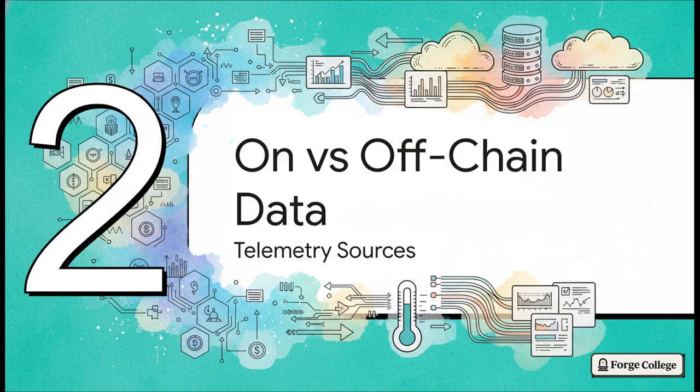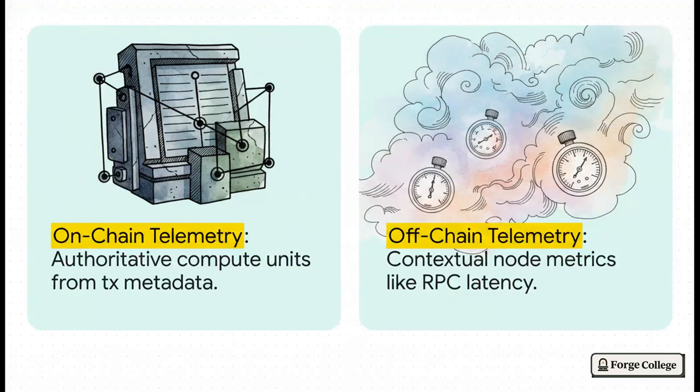Moving on to section 2, on-chain versus off-chain data. To make this thermostat work, we actually need 2 distinct categories of telemetry. First is on-chain telemetry. This is your absolute authoritative truth. It's pulled straight from transaction metadata returned by RPC endpoints, things like inner instruction traces and compute unit annotations. Basically, this tells us exactly what happened to our compute units.